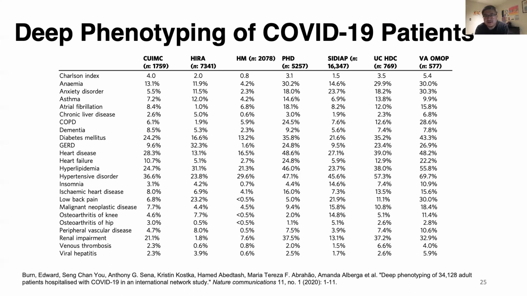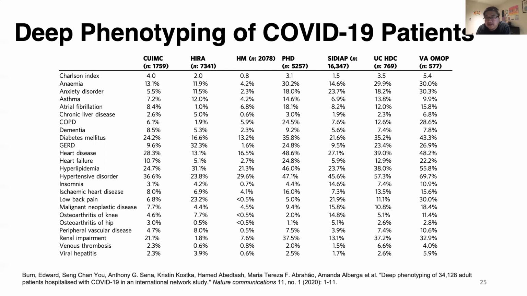And this table shows the distribution of comorbidities in COVID-19 patients across different sites and countries. It shows that the mean Charlson comorbidity index of those hospitalized COVID-19 patients in the US ranges from 3.1 for PHD to 5.4 for VAOMAP, from 0.8 for HM to 1.4 for SIDIAP in Spain, and was 2.7 in HIRA, covering South Korea.